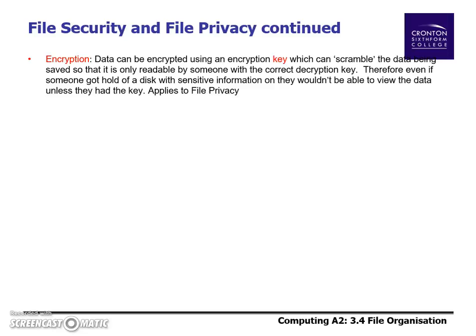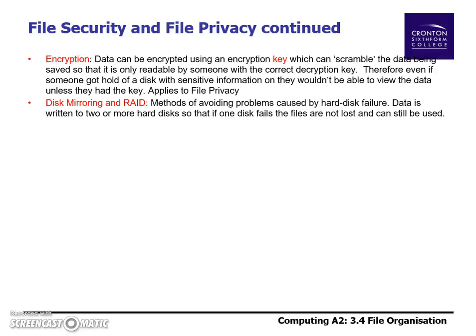We've got encryption. So data can be encrypted using a key, which can scramble the data being saved, so it can only be readable by someone with the correct decryption key. We'll come on to using the Burnham cipher in the next topic to decrypt data. Therefore, if someone got hold of a disk with sensitive information on, they won't be able to view the data unless they have the key, and this applies to privacy.